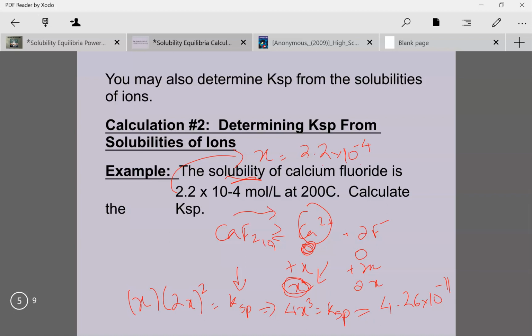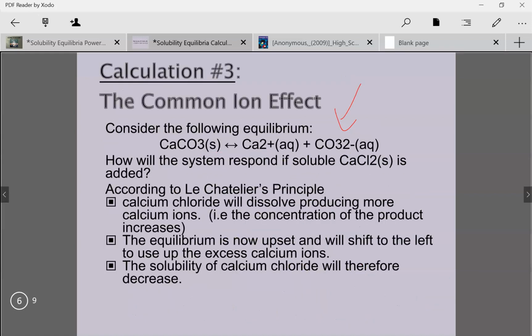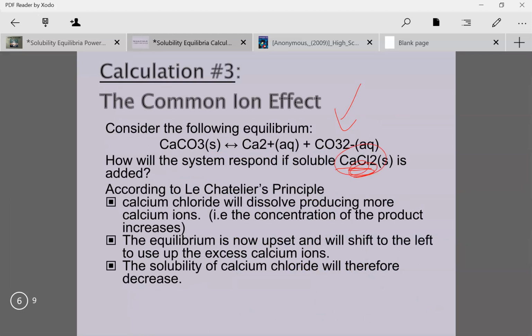So let's do it with one of these examples, calcium carbonate, right? If soluble calcium chloride is added, that means I'm adding Ca2+ and Cl-, right? But I'm interested in this equilibrium, because this is my equilibrium for the slightly soluble salt that I'm interested in. This is completely soluble, which means it completely dissociates. KSP is greater than 1. I don't care about how much this is dissociating because it's fully dissociating.